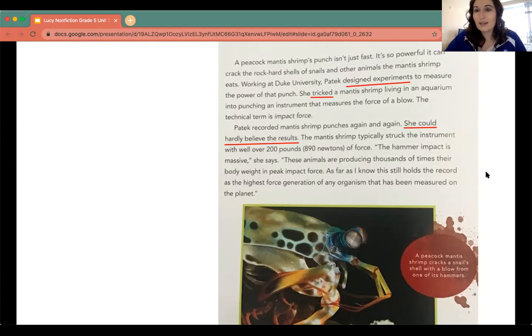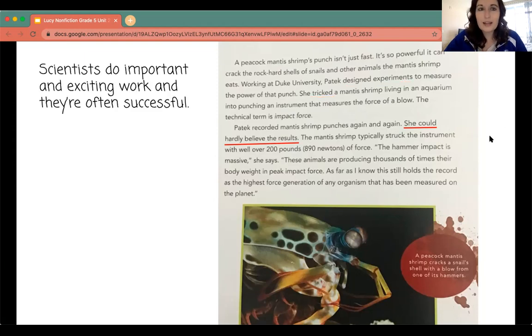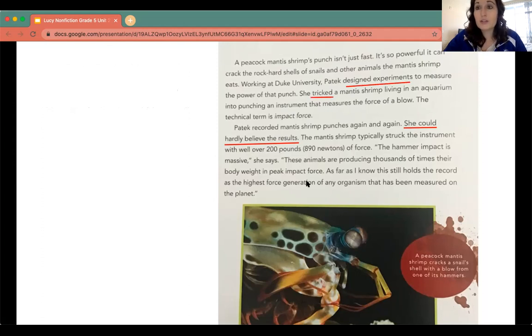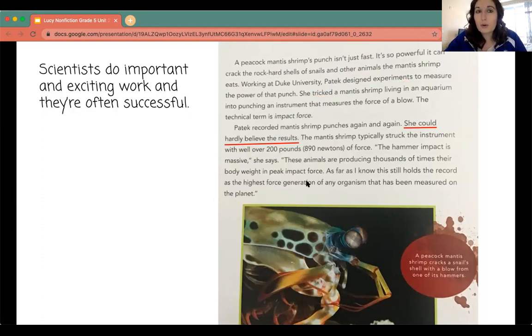After rereading this passage a few times, I came up with a sentence to support this: scientists do important and exciting work, and they're often successful. This would answer the question about what the author's perspective is on scientists. I really think that those examples that I underlined on the previous page show that scientists do important and exciting work. They're often successful.